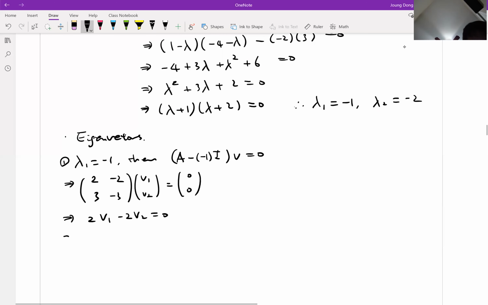Then I can say V1 is V2, because it makes sense. Then I can say my first eigenvector V1 is 1, 1. You understand what I'm saying, right? That's it. So what about the other one?